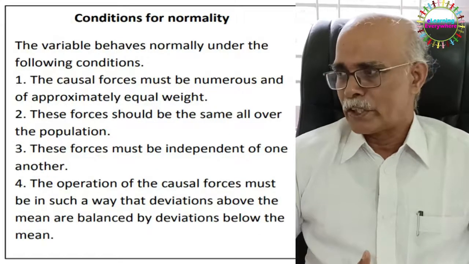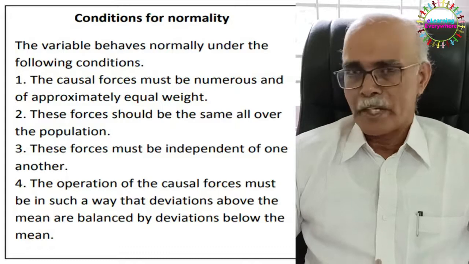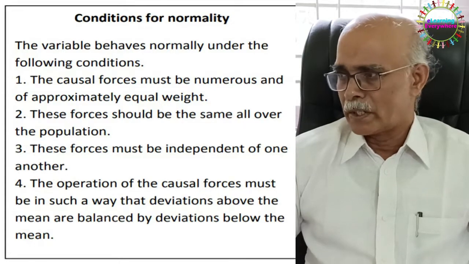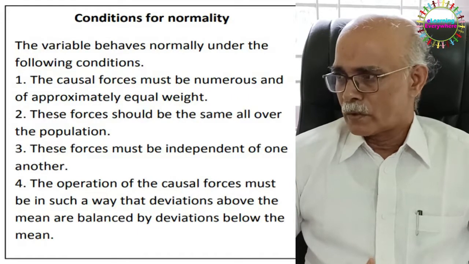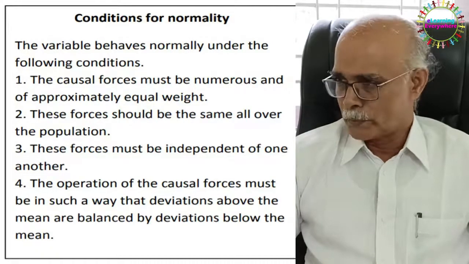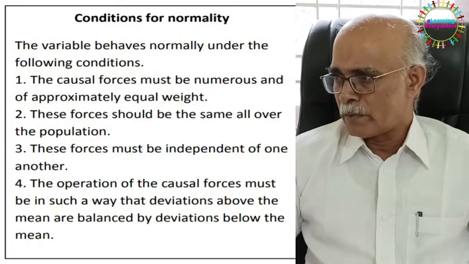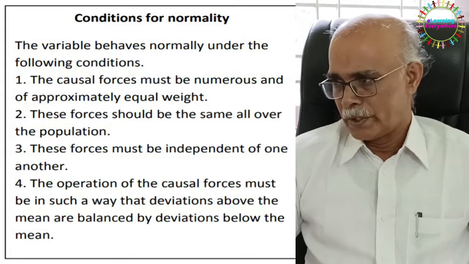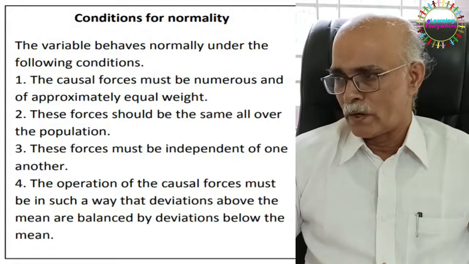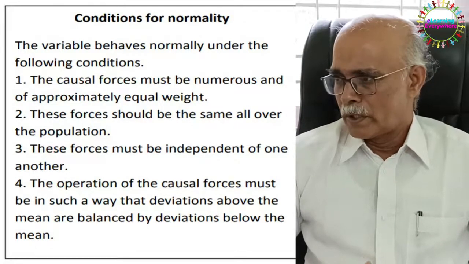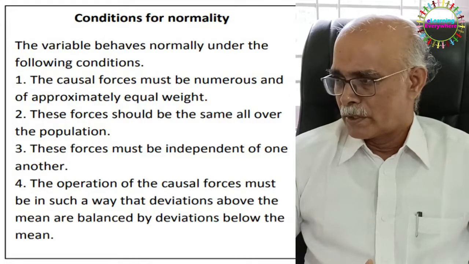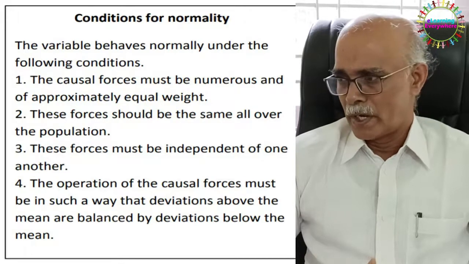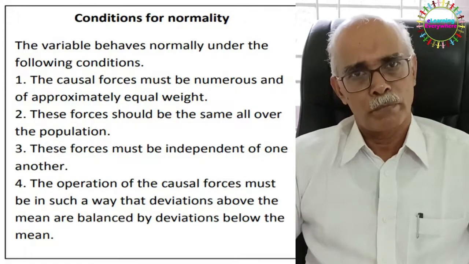And there are certain conditions for normality. The variable behaves normally under the following conditions. 1. The causal forces must be numerous and of approximately equal weight. 2. These forces should be the same all over the population. 3. These forces must be independent of one another. 4. The operation of the causal forces must be in such a way that deviations above the mean are balanced by deviations below the mean.